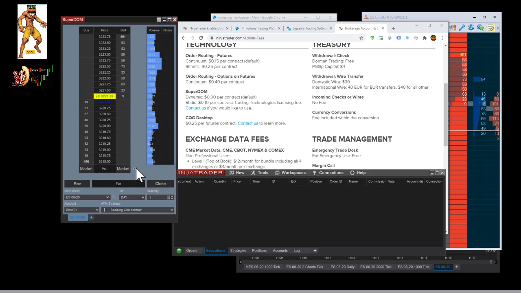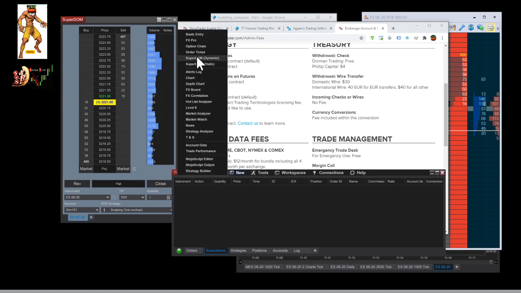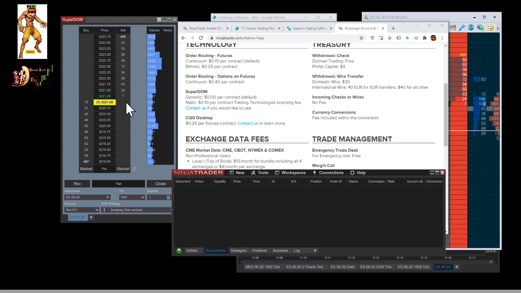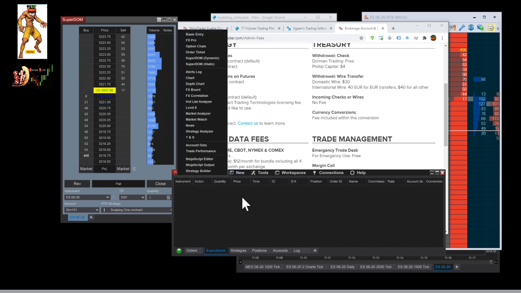The second thing is I don't use the Superdome Dynamic, but I use the static. What is the difference between both? With the dynamic, the problem is that when the price is moving, the price over here is going to change dynamically, so it's going to be very difficult for you to understand what's happening. So what you want, if you have the dome, is the Superdome static.